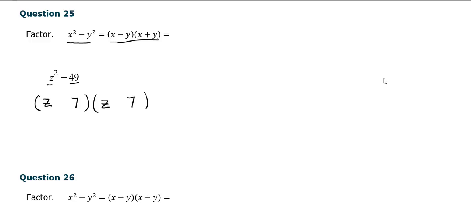Now to get a negative 49, one of these terms has to be negative and the other positive. We talked about conjugates briefly earlier. These are conjugates of one another. So when we use the distributive property to multiply these, we're not going to have a middle term of z.